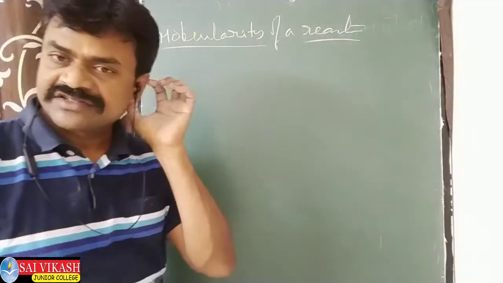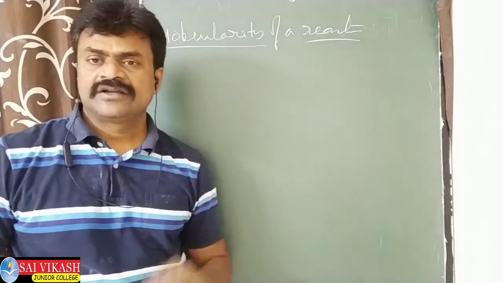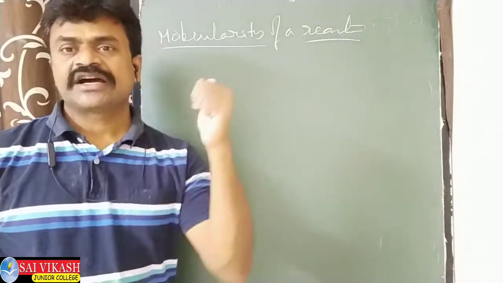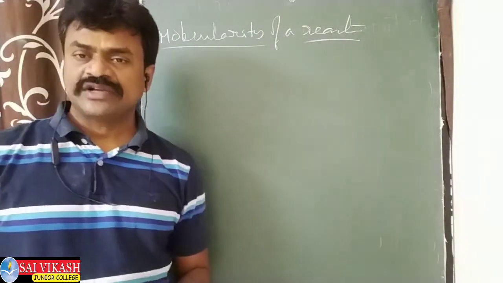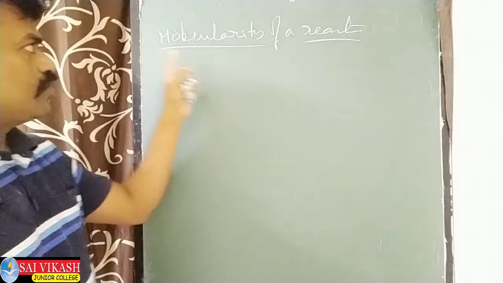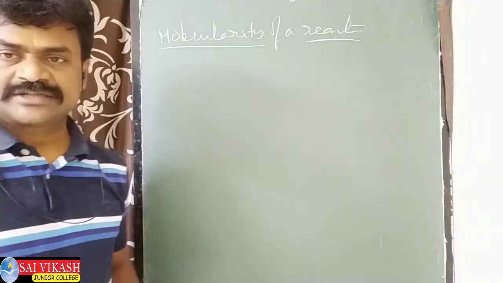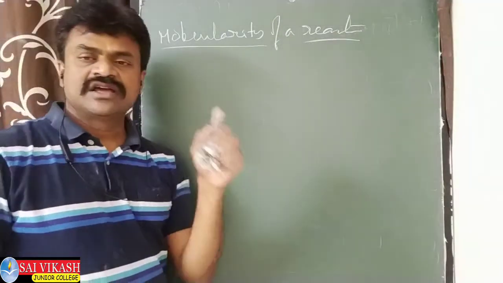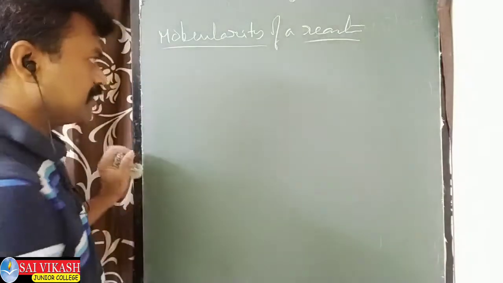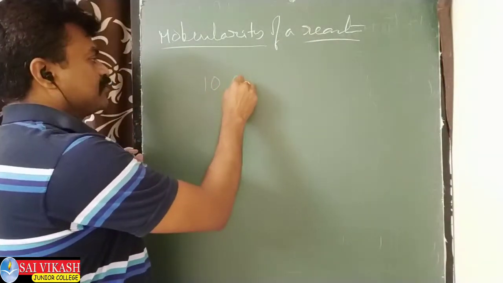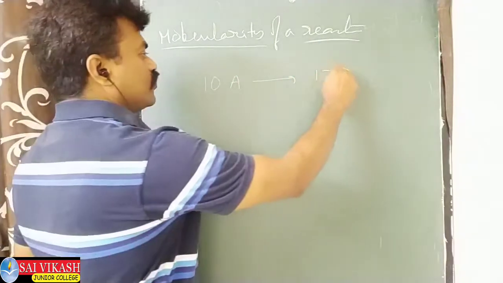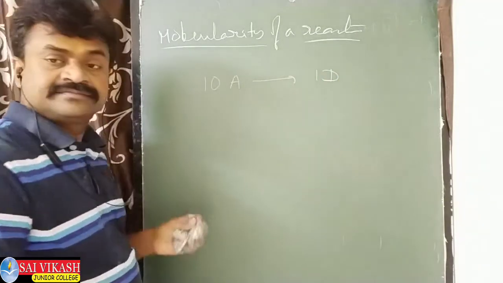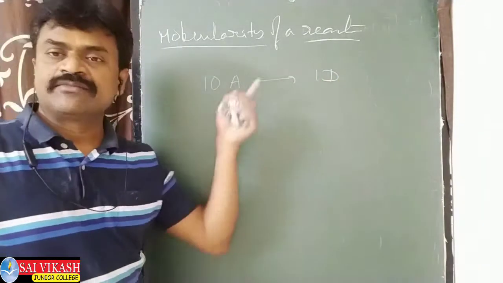Molecularity of a reaction. When you know the order, the molecularity concept you also have to learn together. Molecularity is another concept. To understand this one, I will give one simple explanation. See, I am taking 10 moles of A to form 1 mole of D. 10 moles of A become 1 mole of D.